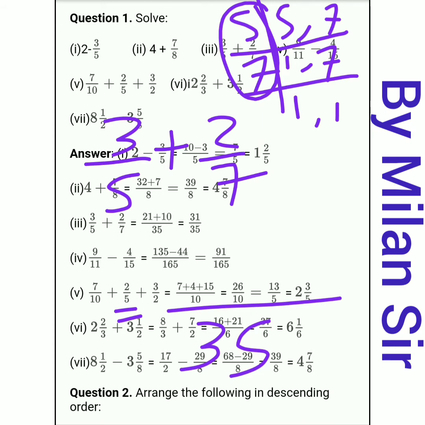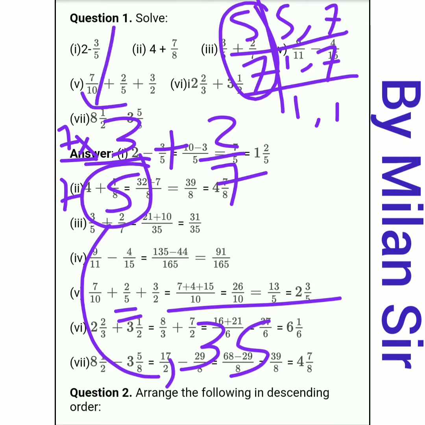Now just think: if we want to convert 5 to 35, what do we need to do? We need to multiply it by 7, because 5 sevens are 35. So multiply and divide by 7 here. So 7 fives are 35. Now whatever number you multiply with the denominator, the same number you need to multiply with the numerator. So 7 threes are 21. So we need to write 21 here.